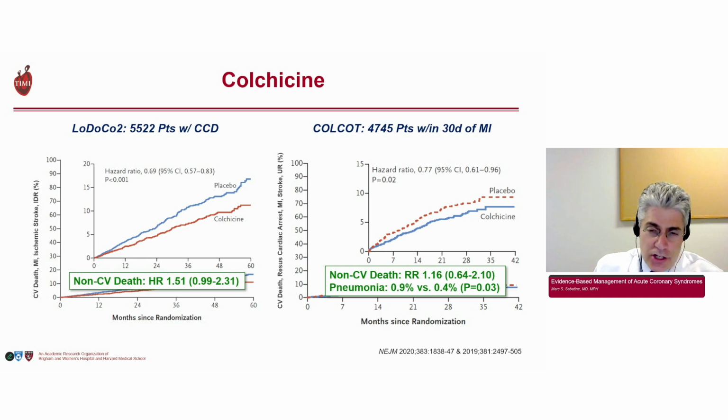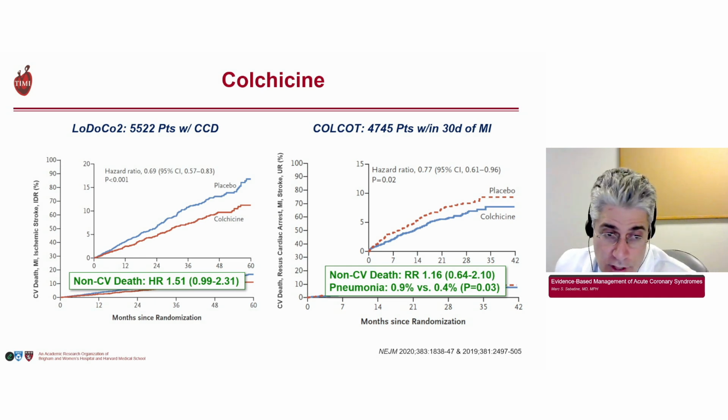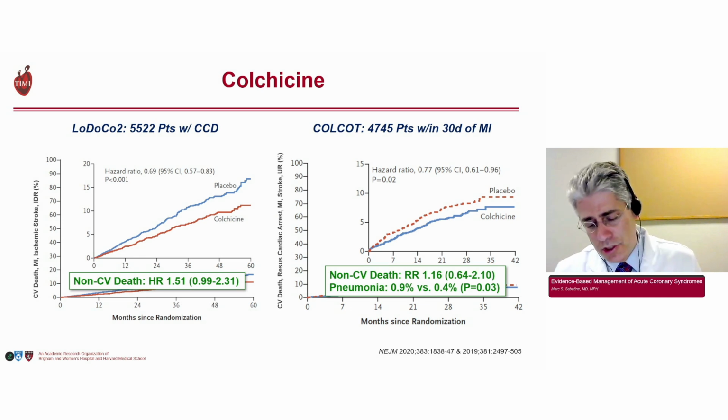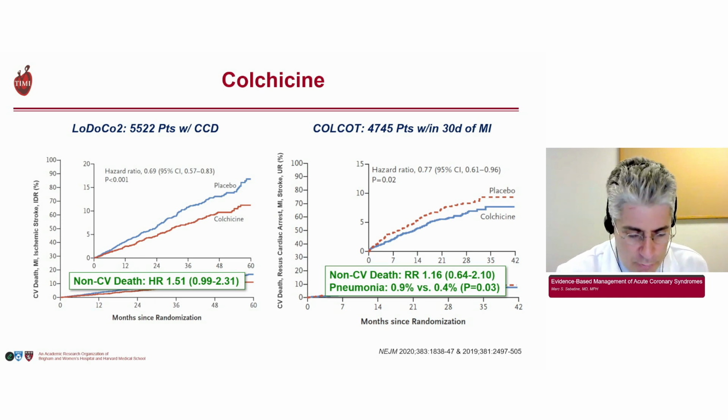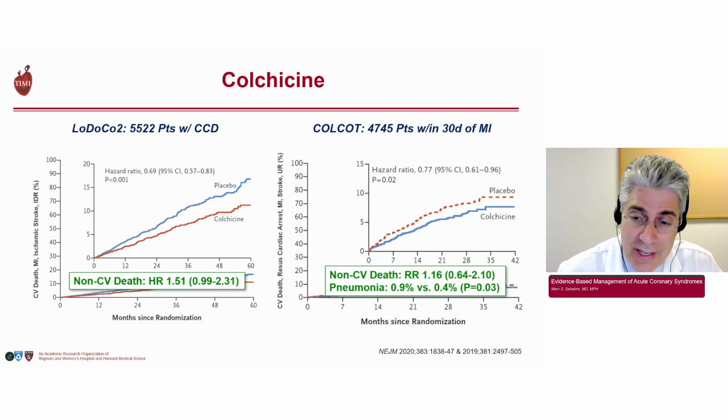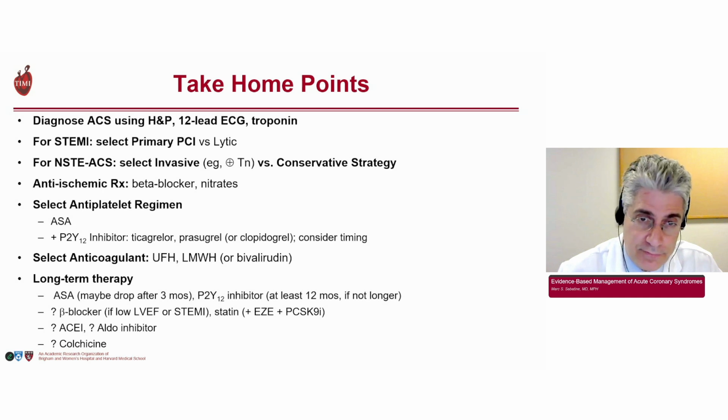And then infections, more common in COLCOT in the colchicine arm, although the risk for pneumonia not clearly seen in LODOCO-2. So I'd say the jury's still out, and there'll be additional trials, one of which I think will be presented at the upcoming American Heart Association. So that should be helpful and perhaps be the tiebreaker for us.